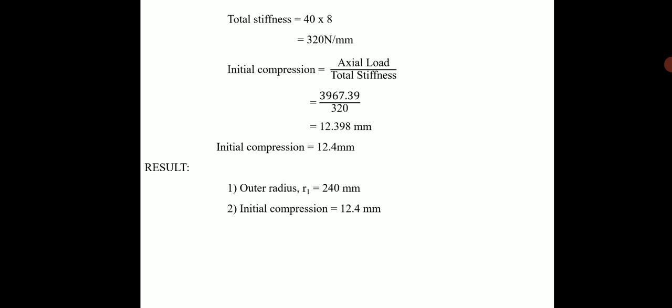Now we write the result: the outer radius r1 is equal to 240 mm and the initial compression is 12.4 mm. Thus the problem is solved.